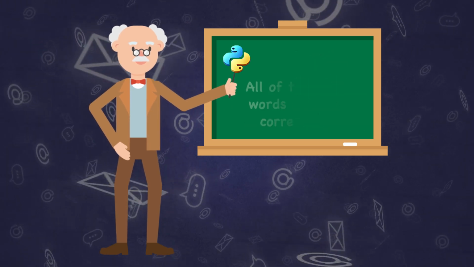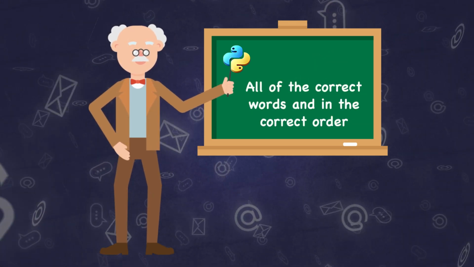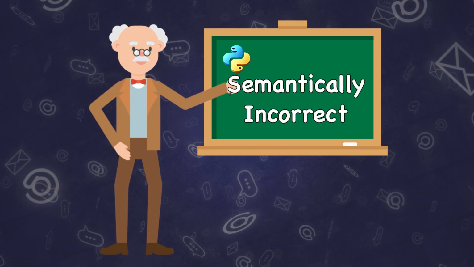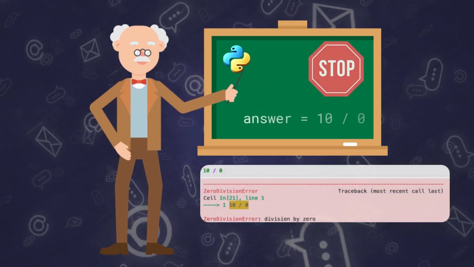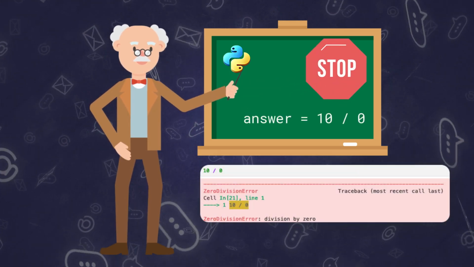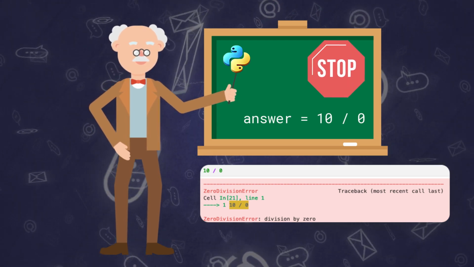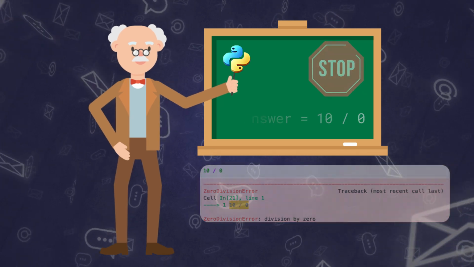semantics. Now, although we might be using all of the correct words, and those words may be in the correct order, our code could still be semantically incorrect, where maybe we have some kind of error, where we're perhaps trying to divide by 0, and we know that we cannot divide by 0.